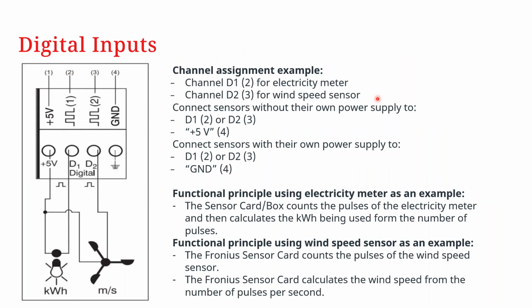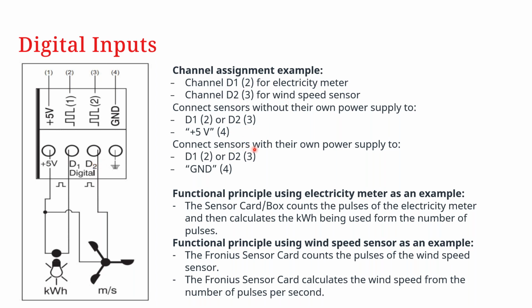As far as the digital inputs are concerned, we would like to give you some channel assignment examples here. So if you look at the connection for the digital inputs, we have talked about channels 1 and 2. Here you can connect an electricity meter or a wind speed sensor. And if they do not have their own power supply, then you should connect them starting with the 5 volt output. So this 5 volt output will be shared between digital inputs 2 and 3. And therefore, the other return line is only connecting to the assigned D1 and D2 inputs.